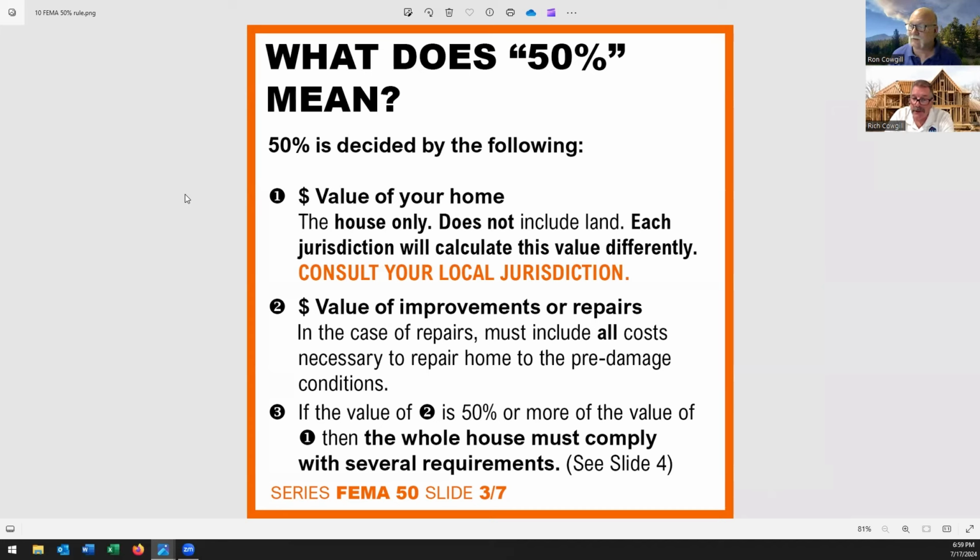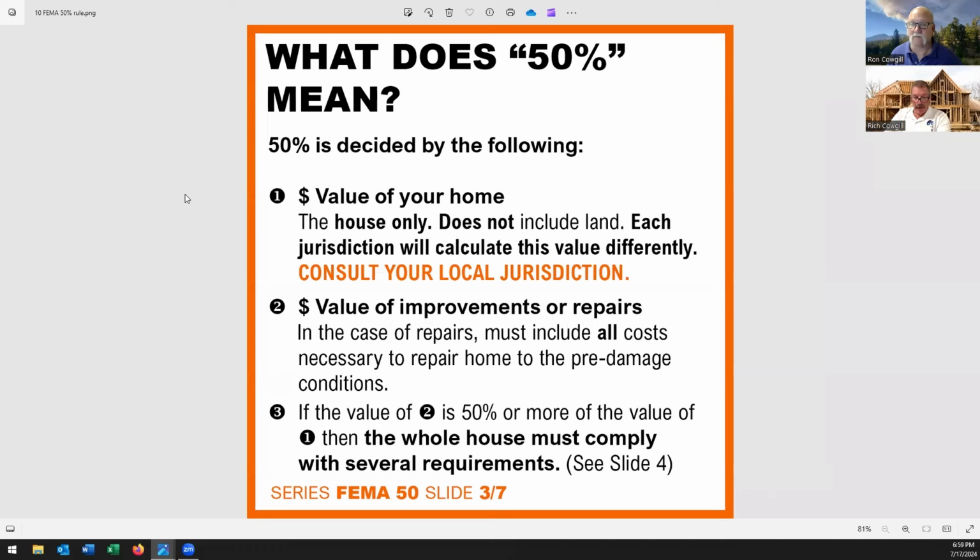So what happens is if you put that much into your house in year one, that means you can do nothing to your house basically for the next four. So that's why it's really important with the FEMA 50% rule to, A, understand what it does, how it restricts you, and where the numbers come from.